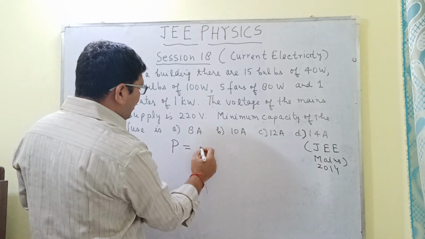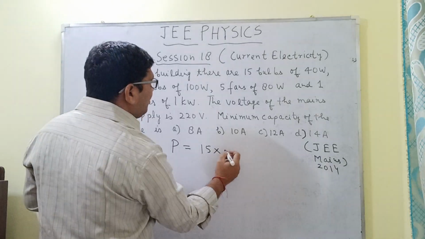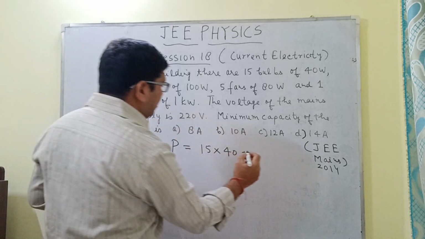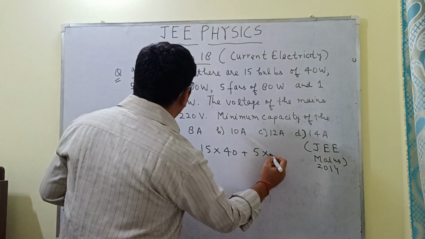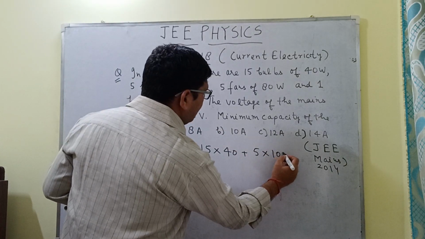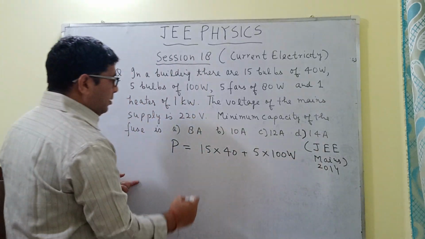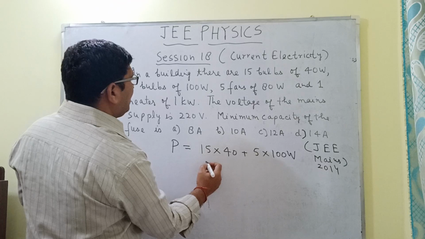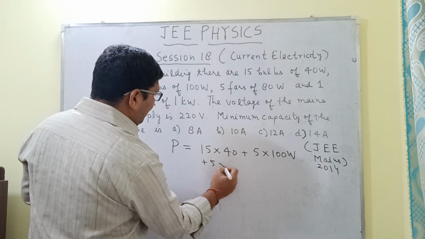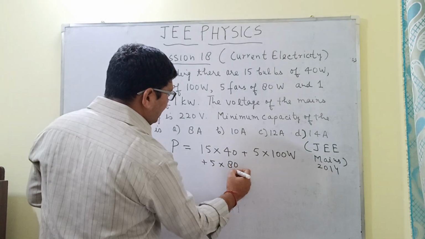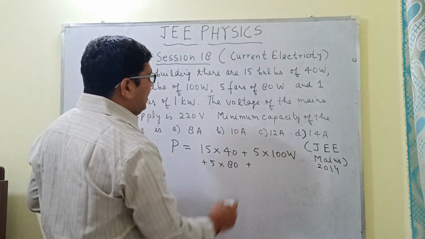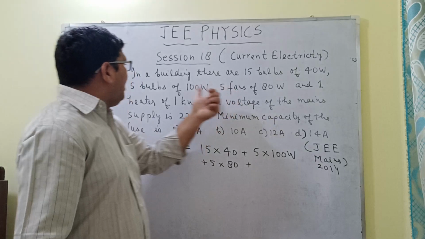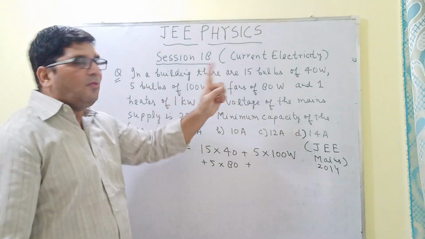there are 15 bulbs of 40 watt. So 15 bulbs of 40 watt is equal to 15 into 40, plus 5 bulbs of 100 watt. Then there are 5 fans of 80 watt rating. This 80 watt is the rating of one fan. And this 40 watt, 80 watt and 100 watt are the rating of one bulb or fan.